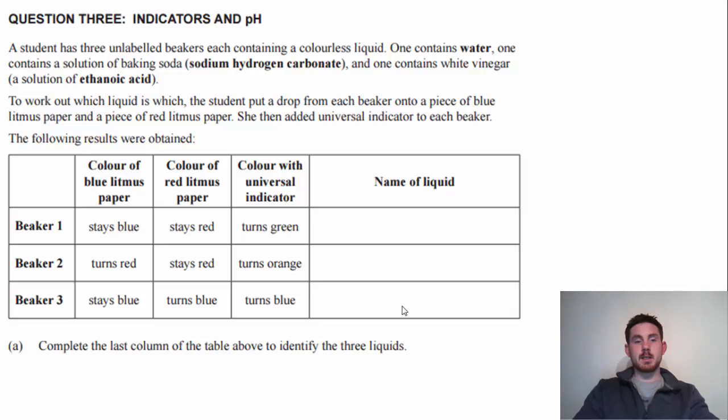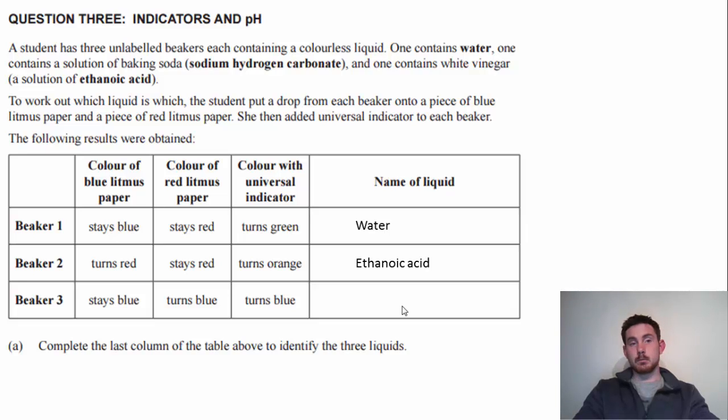So beaker 1 stays blue in blue litmus, stays red in red litmus, and it's green in universal indicator. All of that's telling me it's neutral, and so if I'm choosing from water, solution of baking soda and vinegar, then I know that the first one, beaker 1, is going to be water. Beaker 2, it turns blue litmus paper red, so that tells me that I'm dealing with an acid. There's only one acid there, the ethanoic acid, that's the white vinegar, so beaker 2 must be the ethanoic acid.